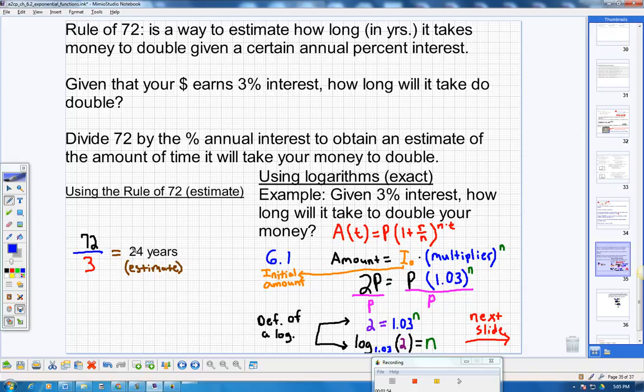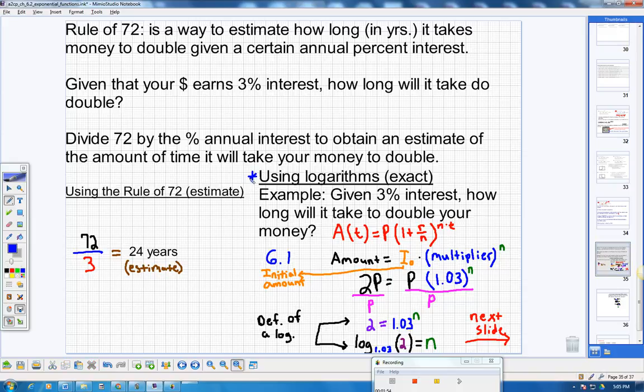So if our interest rate is 3%, notice how I divide by the whole number 3. I'm just pulling the 3 out of that percent. I'm not dividing it by 0.03. I'm dividing it by 3. So 72 divided by 3, that's about 24 years. That's an estimate. Okay, 24 years. So using logarithms, we will get to this at some point.